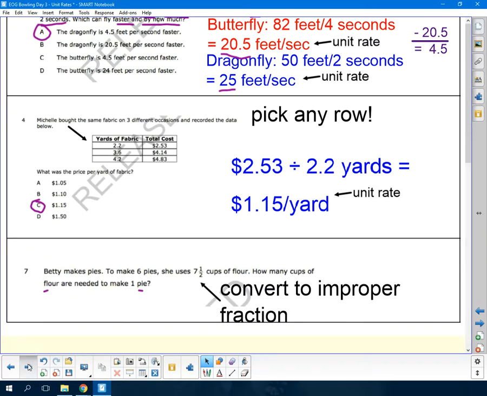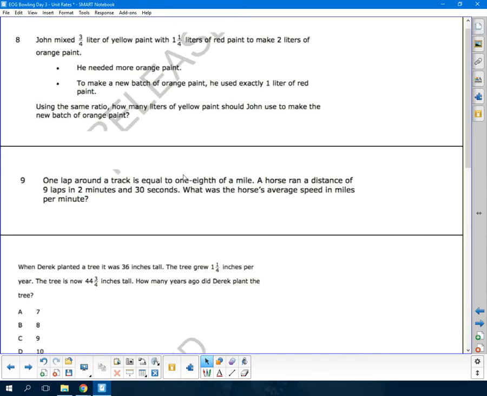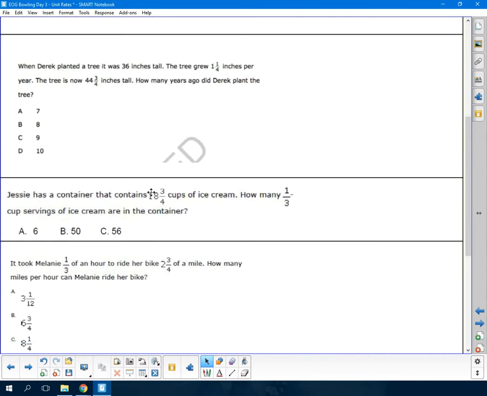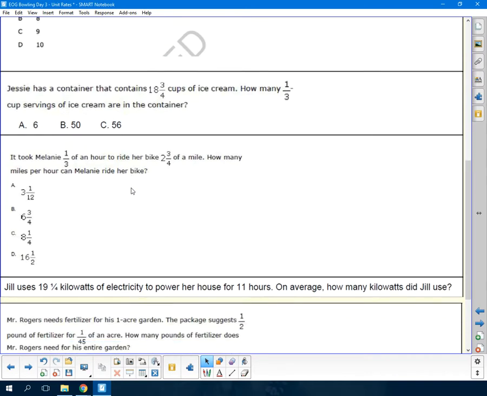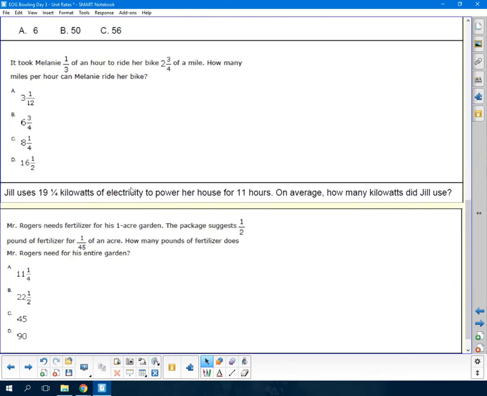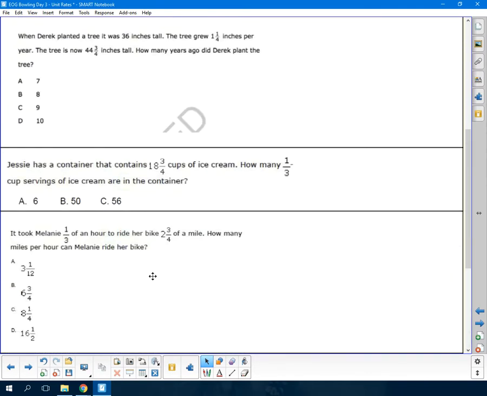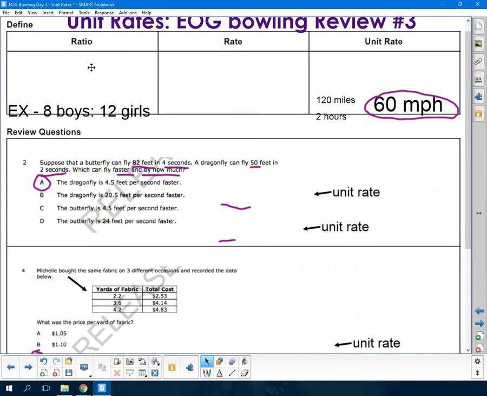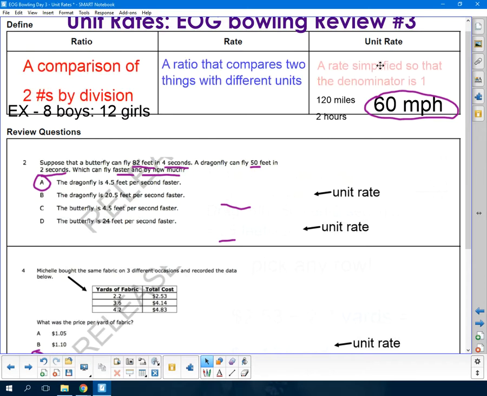The rest of those problems there on the back are going to be your homework tonight about John mixing paint, lapping around the track, Derek planting a tree, Jesse's ice cream, Melanie's bike ride, Jill's electricity, Mr. Rogers' fertilizer. So this was about ratios, rates, and unit rates. These are EOG style problems that you would see about that. Most of them were calculator active on the EOG, and most of them are multiple choice. Please try your best to work through those and refer to these notes.